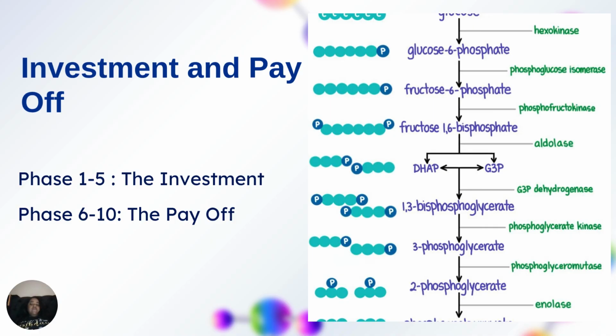Now, the ninth step is enolase. Water is removed, creating phosphoenolpyruvate. This is important as it creates a very high energy intermediate. The last step is known as pyruvate kinase. This is the transfer of a phosphate from PEP to ADP, making ATP and pyruvate. This is the final energy release and pyruvate formation. This step is also an irreversible step.